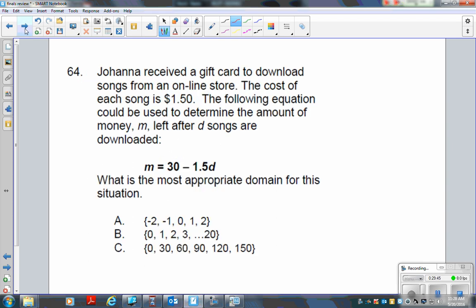All right, we have an equation. Now, in this equation, they don't have the right letters, so we just switch the letters back to y equals 30 minus 1.5x.